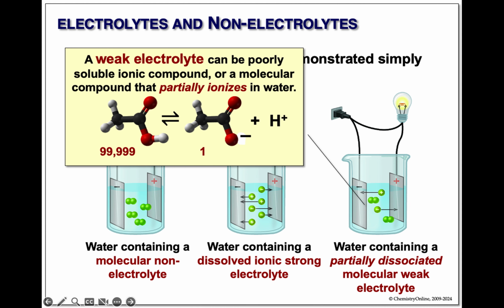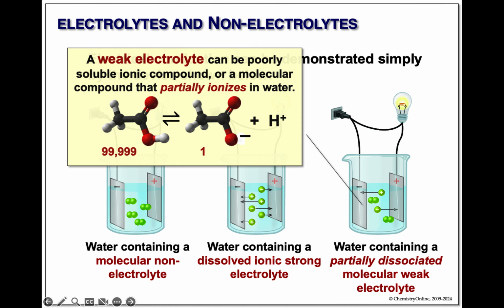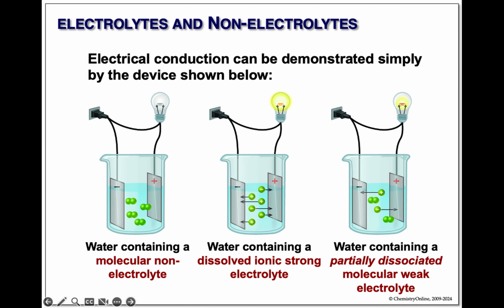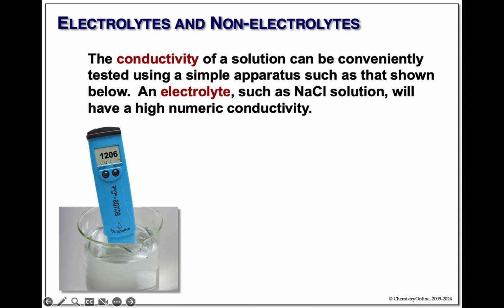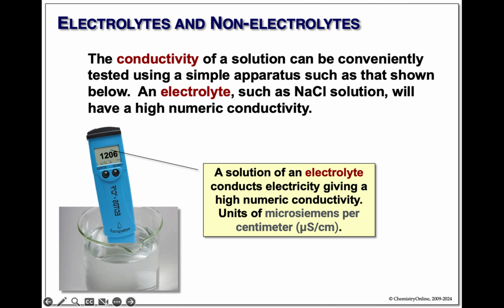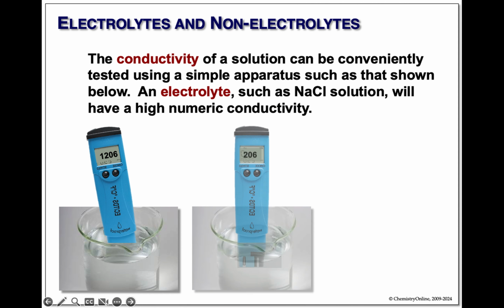Today, we don't use light bulbs plugged into the wall anymore. Thank goodness. Today we have a much nicer set of tools. Something like this. It's a little magic wand that you can put in your solution, get a numeric value. Microsiemens per centimeter is the unit, but the number is what you want. So you put it in a strong electrolyte, you get a big number. Put it in a weak electrolyte, you get a much smaller number.